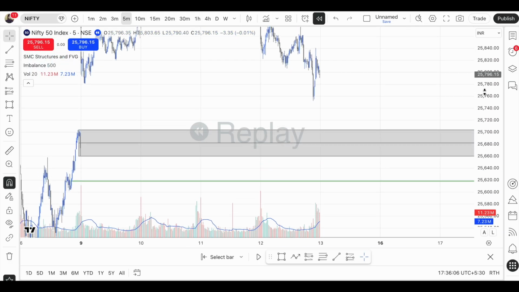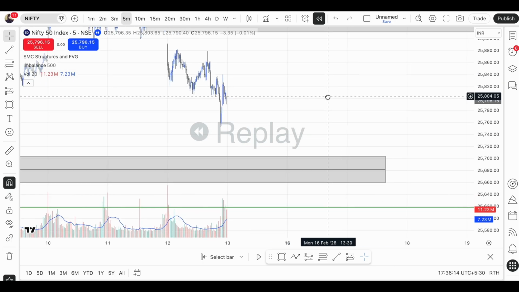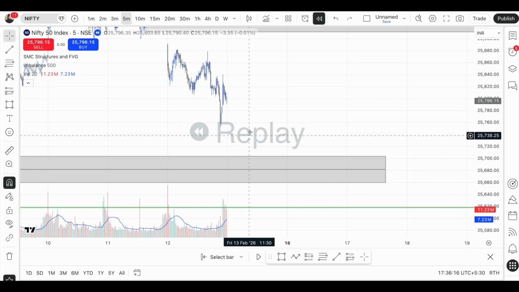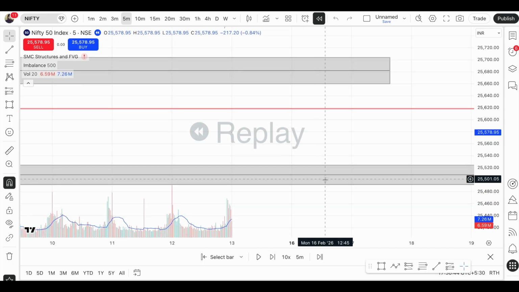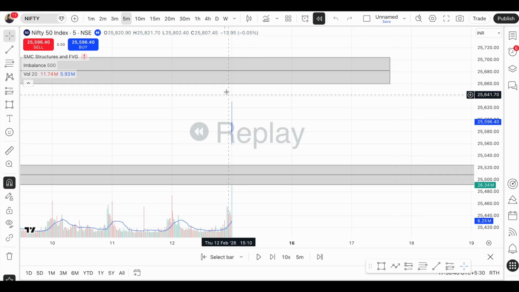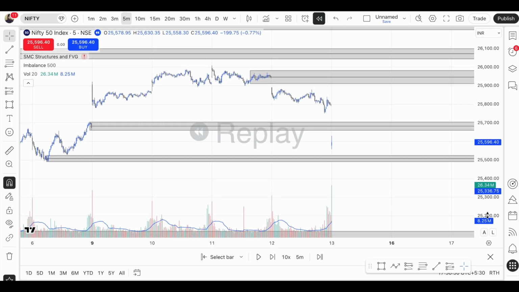Yesterday we had a very clear discussion that if the market opens flat, we wanted to see a positive reaction from this particular demand, or if the market goes up, we wanted to see a negative reaction from this particular supply. This is what we discussed. But where did the market open? The market opened below this demand. If I show you the first 5 minutes candle itself, the market opened below this particular demand. So our trade plan becomes completely flipped now.